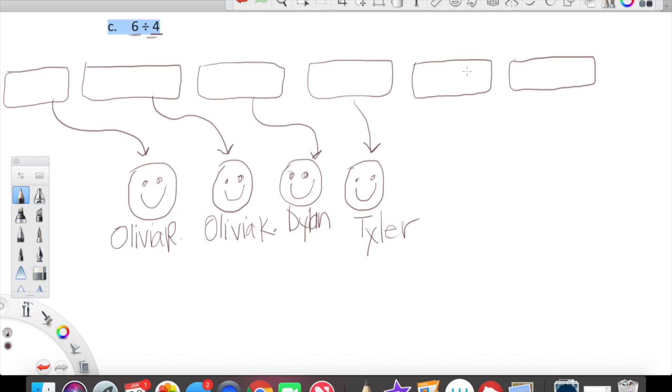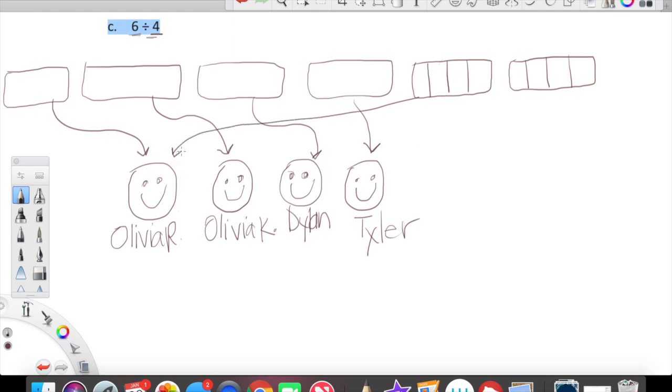Now we still have 2 maple bars left over, and we need to share them evenly across our 4 friends. How do we do that? Well, let's slice these maple bars into 4 even slices. 1, 2, 3, 4. 1, 2, 3, 4. And then let's share these maple bars with our 4 friends.